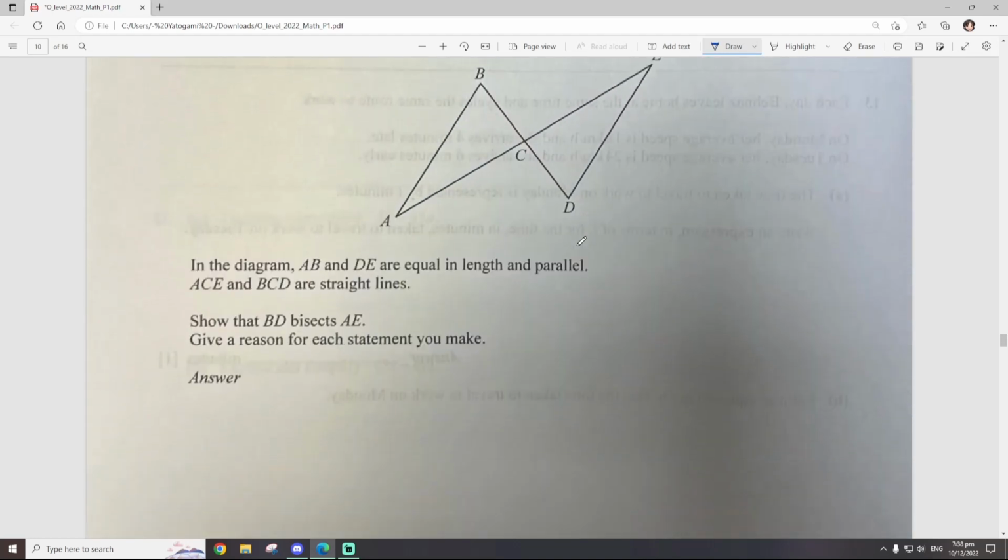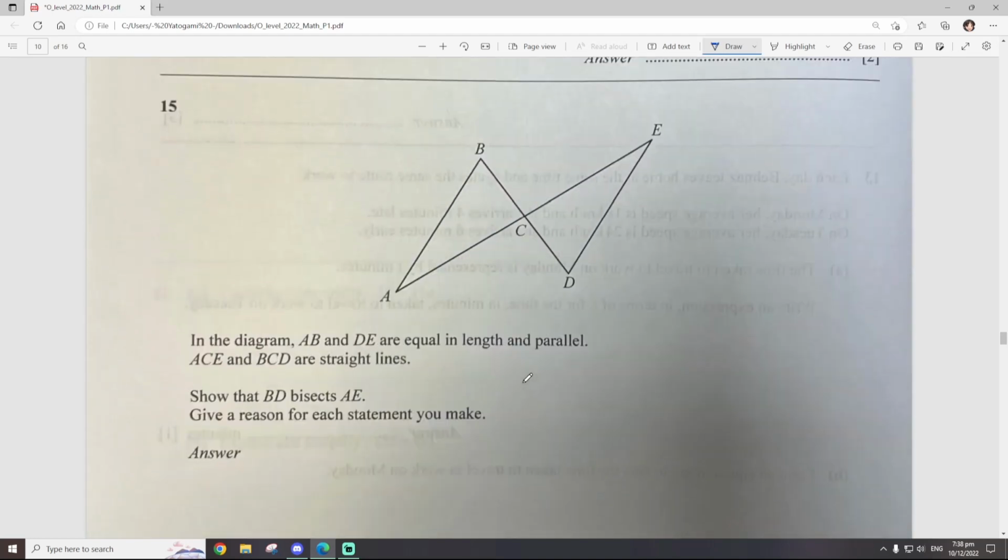15. Okay, AB and DE are equal in length and parallel. ACE and BCD are straight lines. Show that BD bisects AE. Okay, so we need to prove that these two are equal.